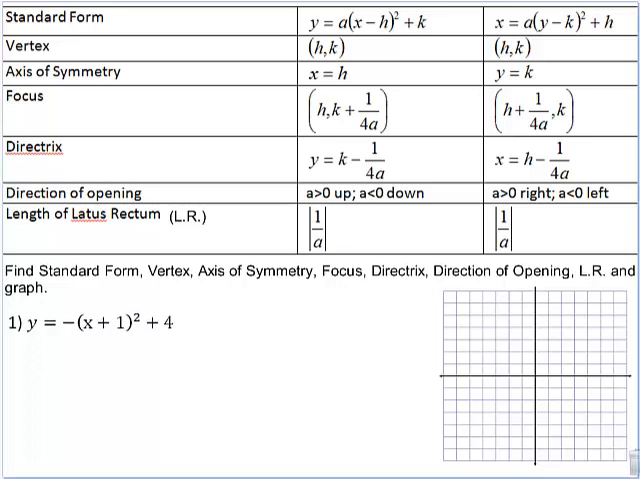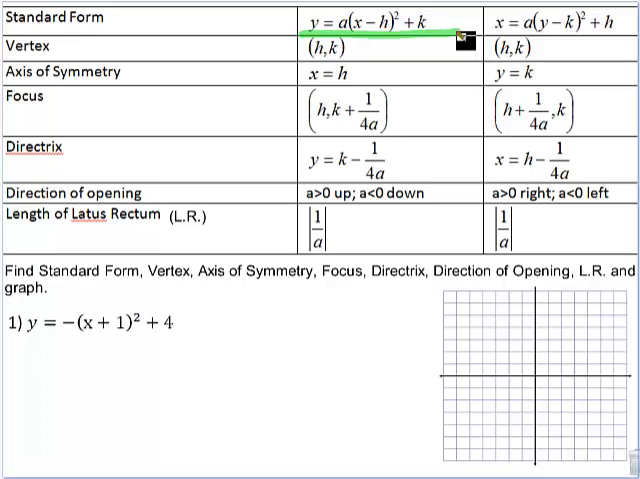So standard form, we just wrote down. Standard form we have here, we have y equals a times x minus h squared plus k. We just wrote that down. Okay. If that's the case, our vertex is at h, k, and our axis of symmetry is at x equals h. That was the information that we had already known from our previous unit.